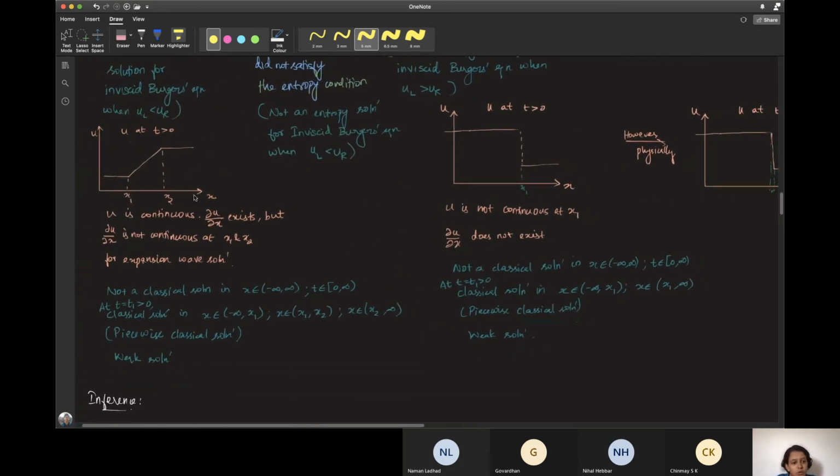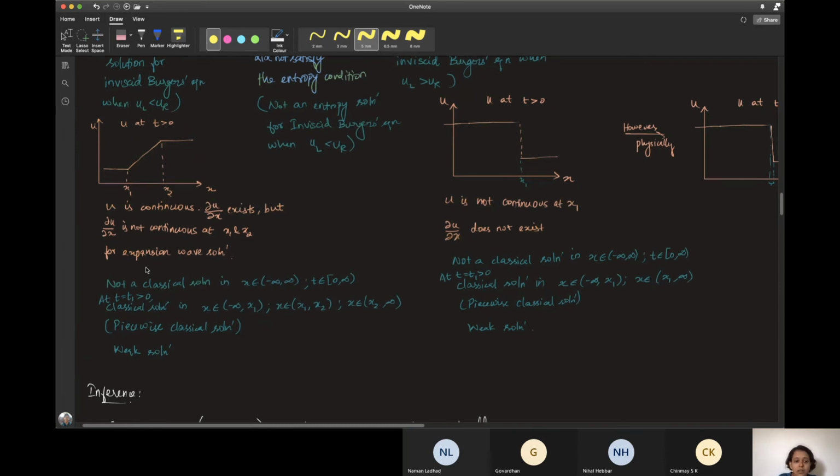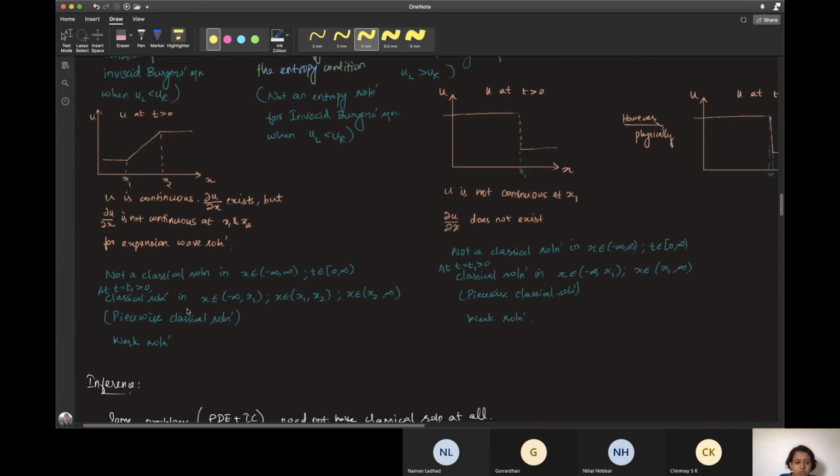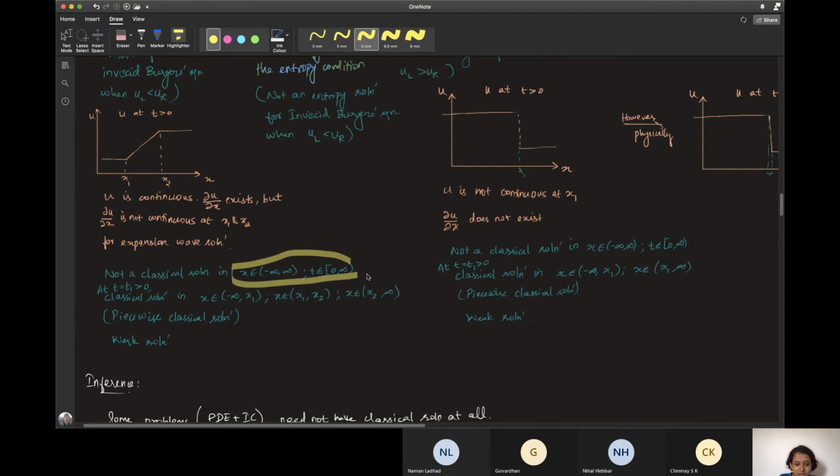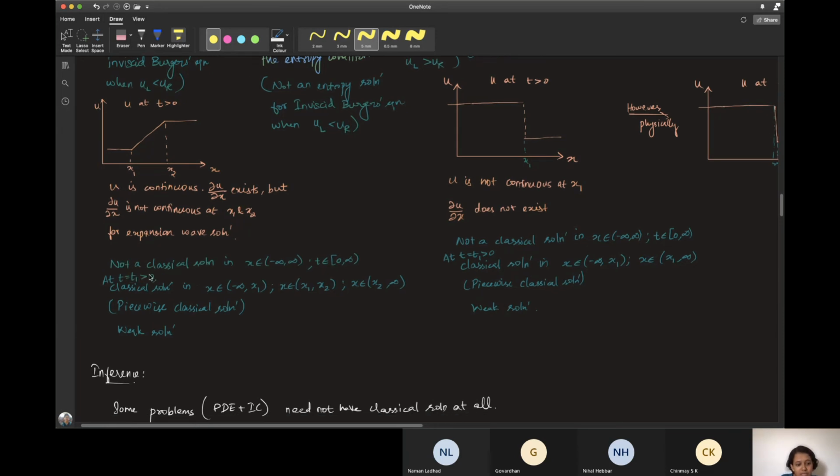Because of this reason, both expansion and shock wave solutions are not classical solutions in this domain. That is, in the whole domain, x belongs to minus infinity to infinity and t belongs to 0 comma infinity, the expansion wave solution is not a classical solution. However, when you fix some t equals t1 greater than 0, you get some profile like this. For different t, you will have a different profile. That is, the slope of this line will be different. It will keep expanding over time.